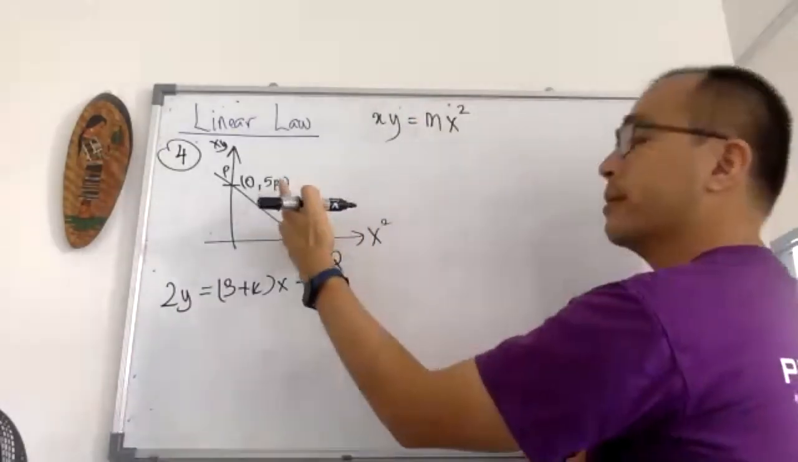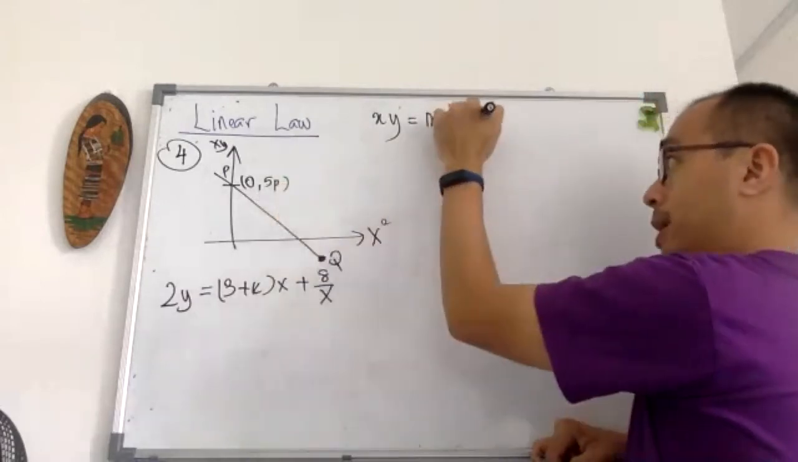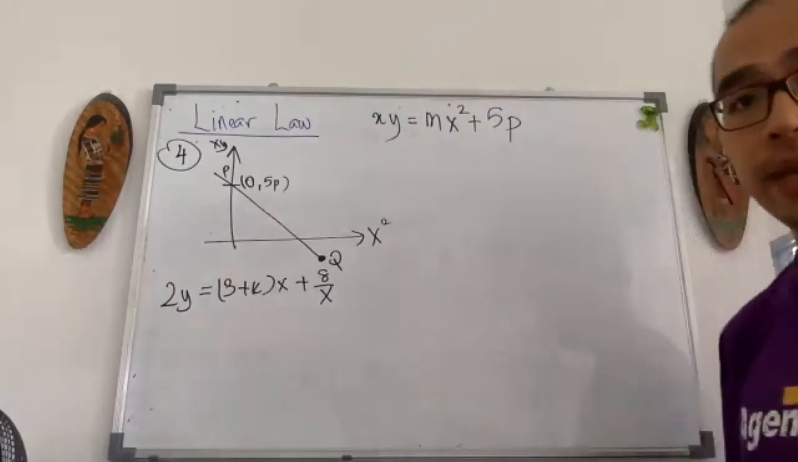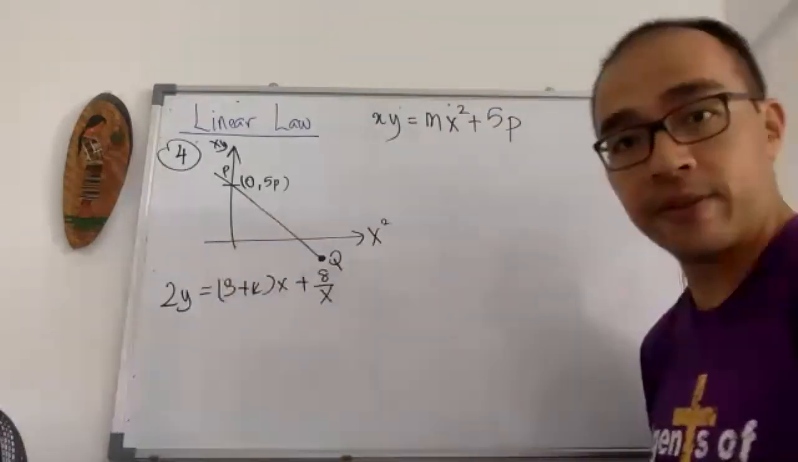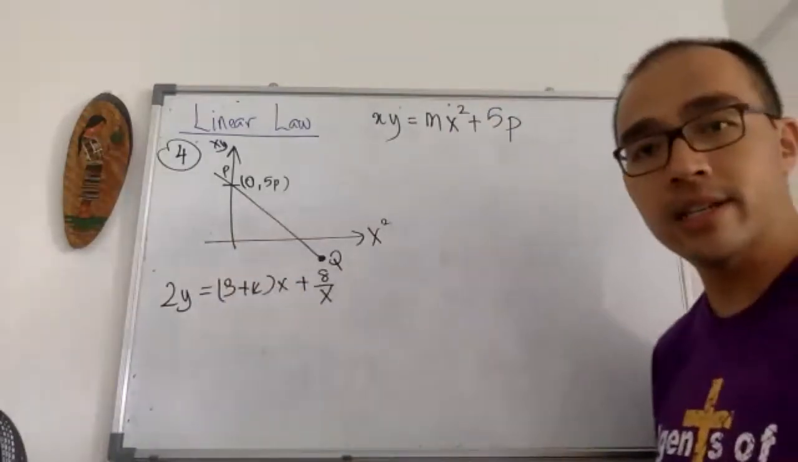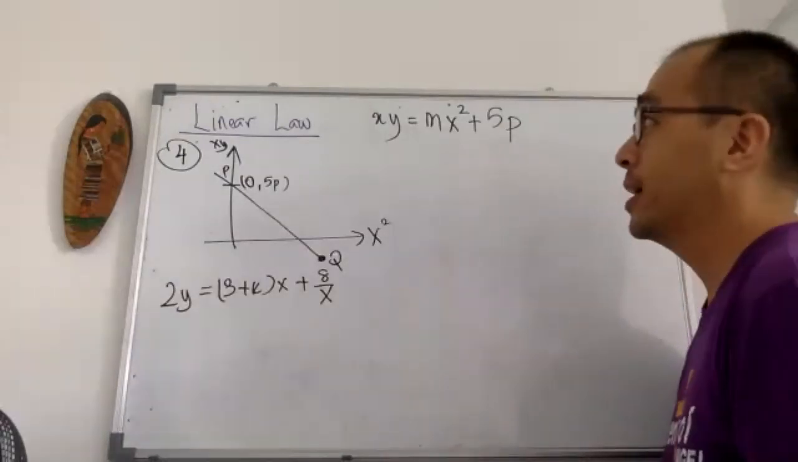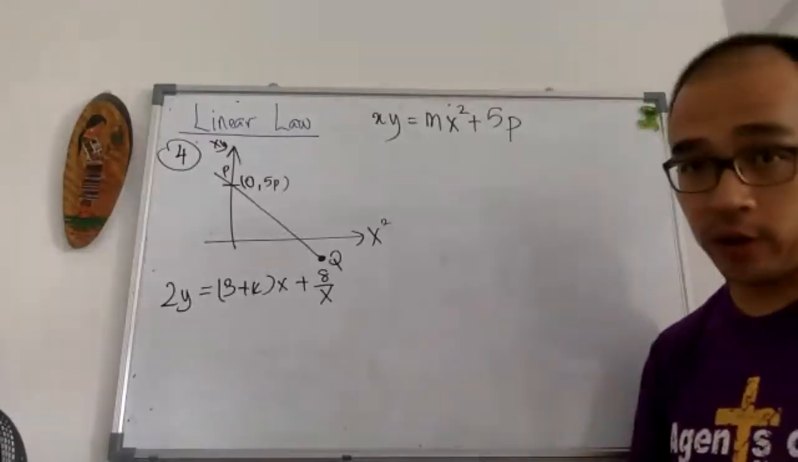And I know that my y-intercept is 5p. It's okay, put it as 5p, as long as we take the first step first. You know what they say, the journey of 1,000 miles begins with a single step. So let's start with the first step. Now, we look at the question.